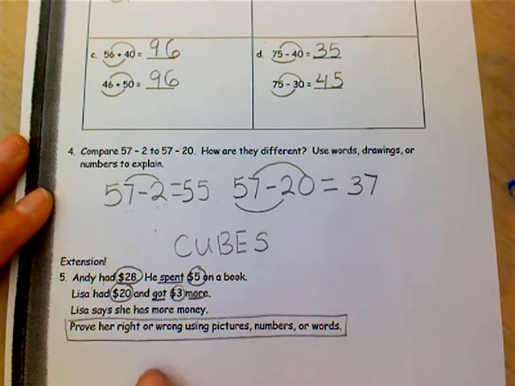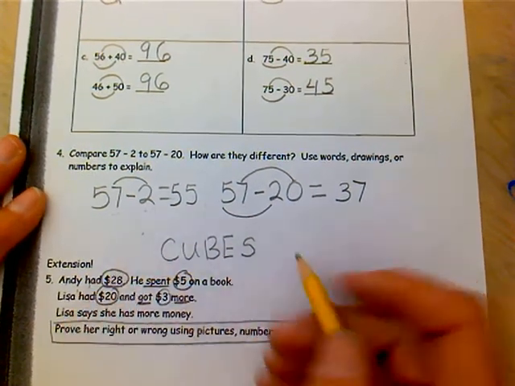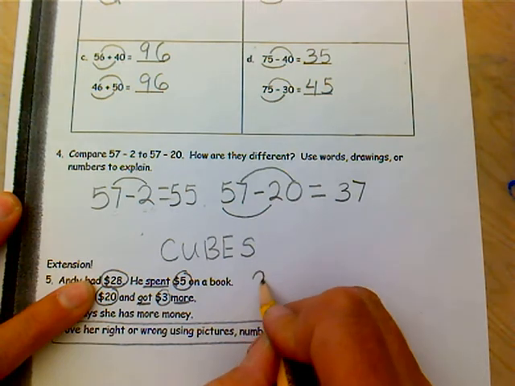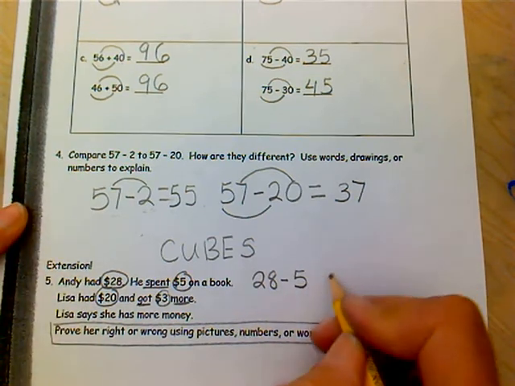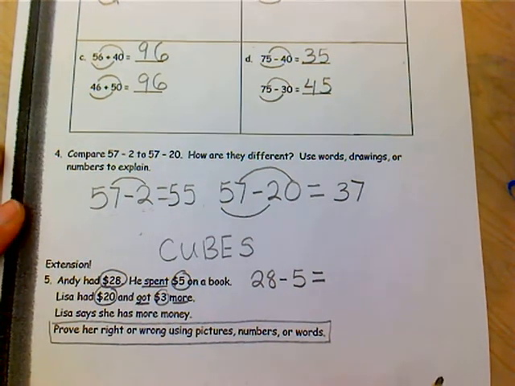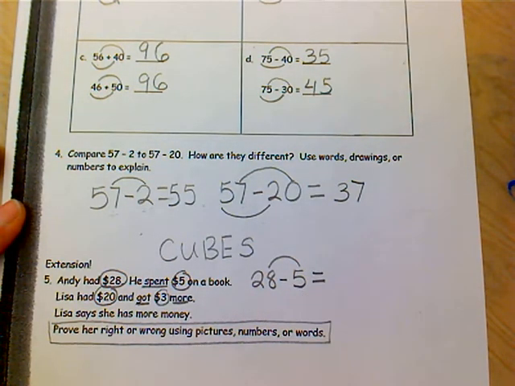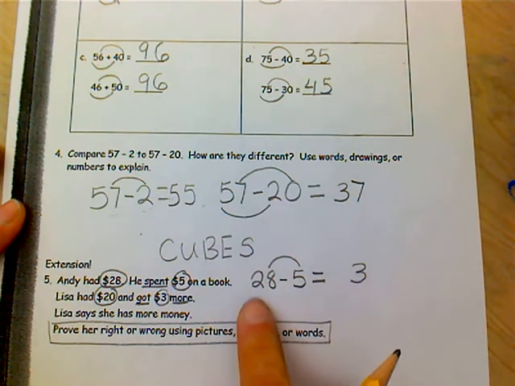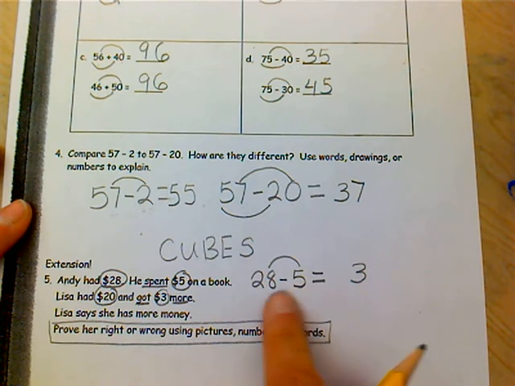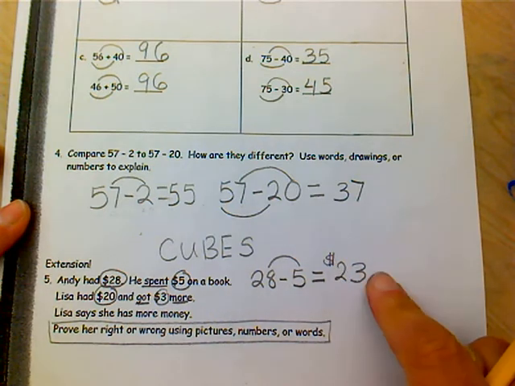All right, so let's see if Lisa is correct that she has more money than Andy. Let's go back up and set this problem up. So I have $28, and because he spent $5, aren't I going to take $5 away? Okay, I'm going to let you figure that part out. Are you thinking about subtracting your 1s and your 1s? If you did subtract those 1s and 1s, you got 3. Do I have any 10s in my second number? Nope, so I know that Andy has $23. All right, there's Andy.